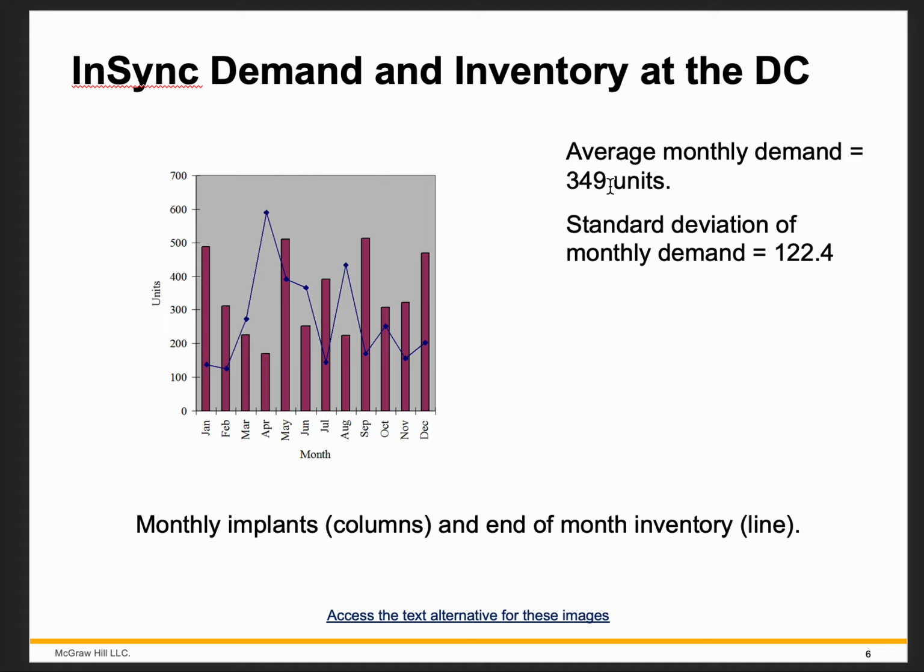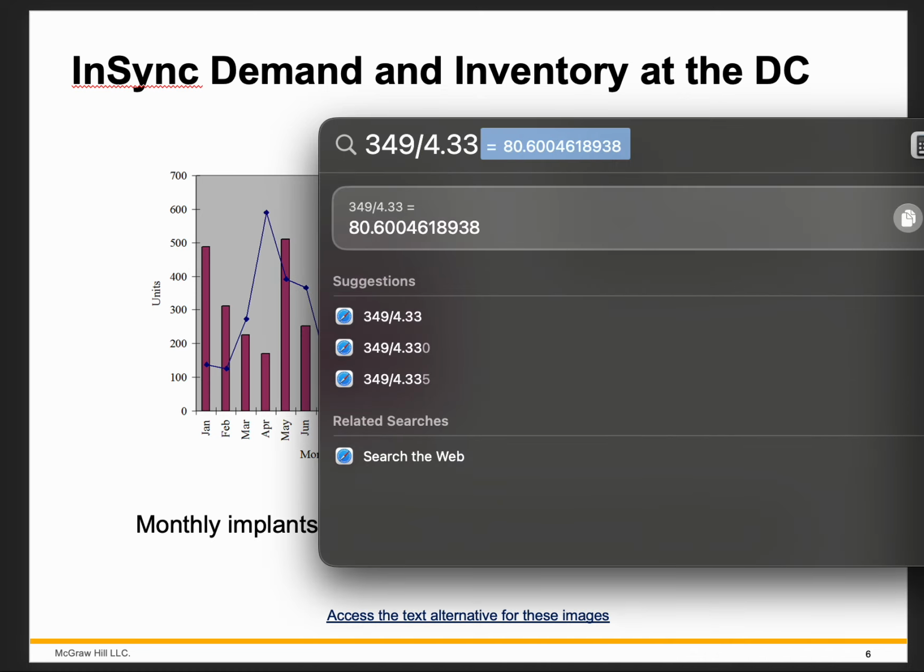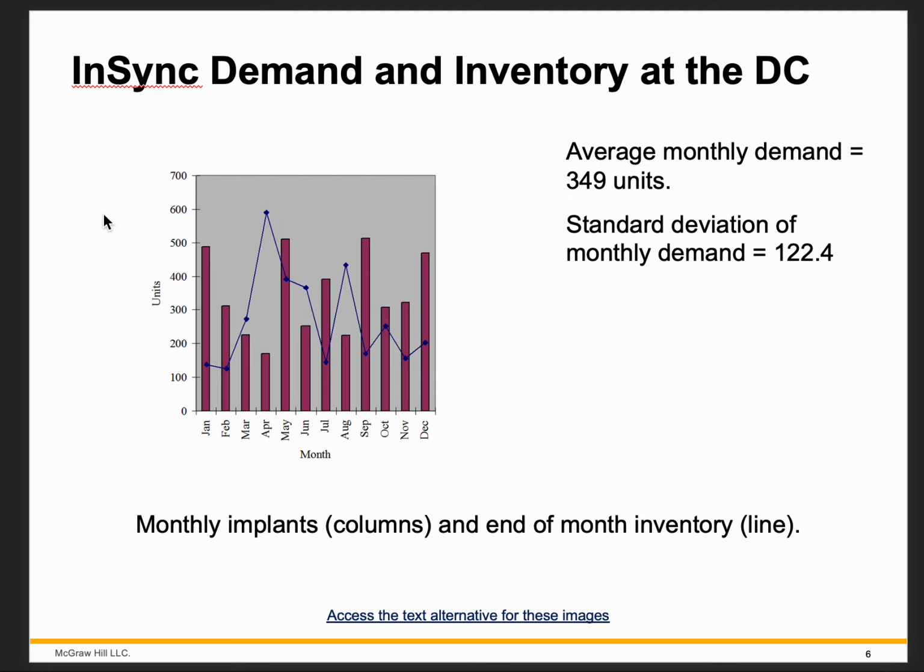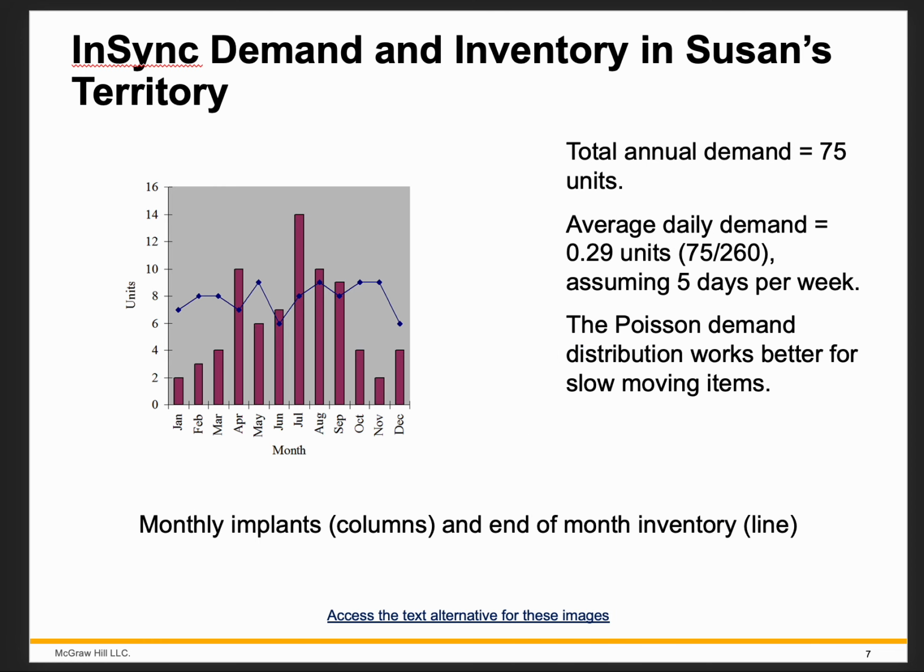If I convert 349 into weeks, that will be 349 divided by 4.33, because there are 4.33 weeks in a month. So that will make it 80. Even then, 80 units a week is high. So remember, the rule of thumb is that whatever time period you choose, if the average sales are 20 units or fewer, then you use the Poisson distribution. That's the basic rule of thumb, right? So slow moving products. And that is true for Susan. Her annual demand is 20. If you convert it into daily demand, it's 0.29.